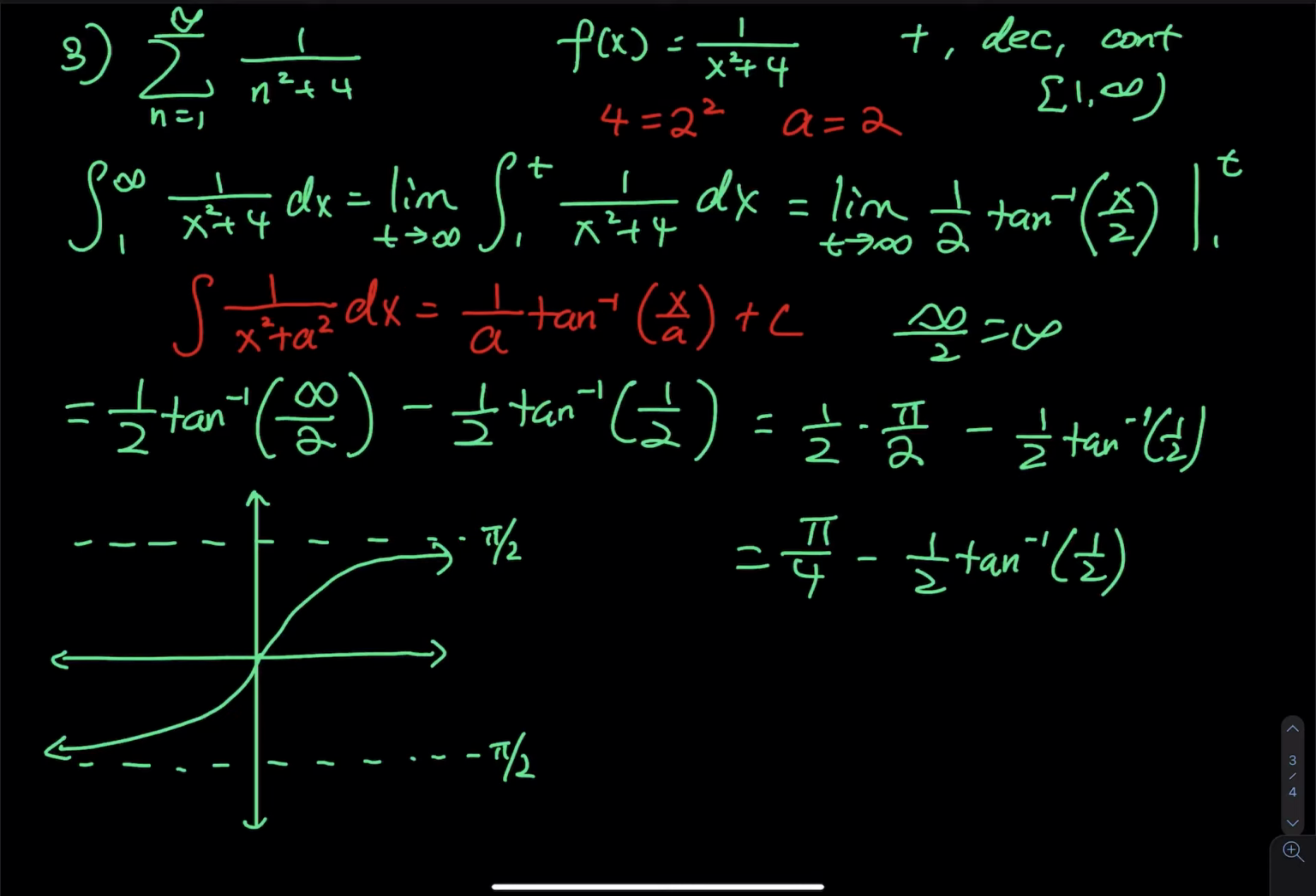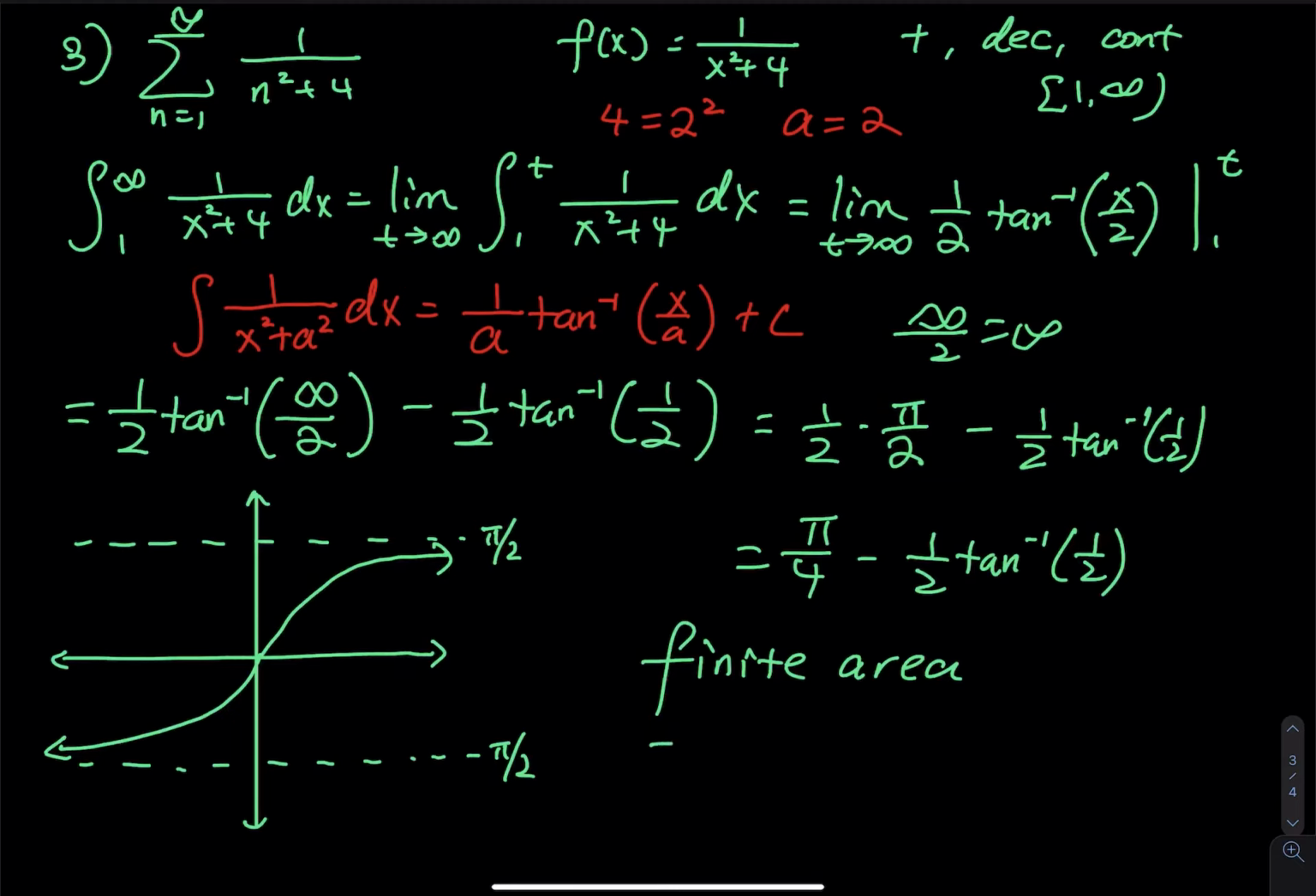This is not equal to infinity, right? So that means we have a finite area. What does that mean? That means when you add up the terms from the first term to the very last term, what is the sum approximately equal to?